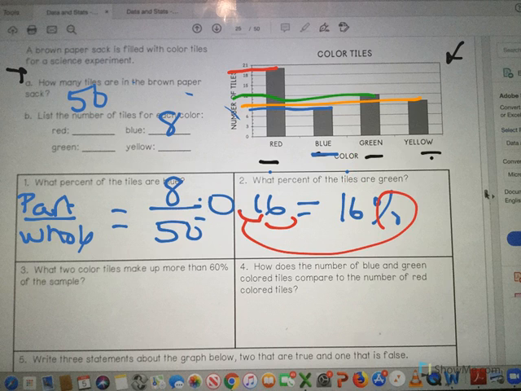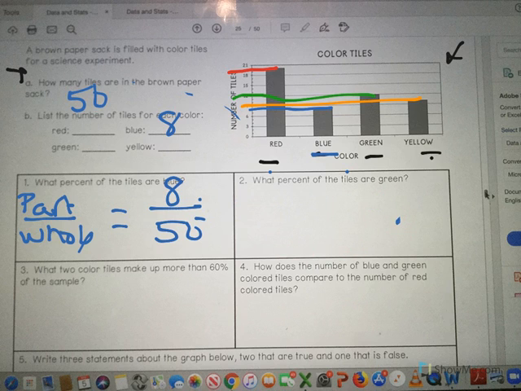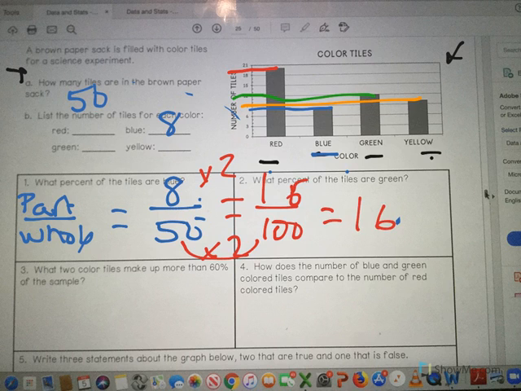If you want to do it the other way that we've learned, the other way is just as easy, right? Remember, we do this, 50 to get to 100, because percent is always over 100. We multiply by 2. 8 times 2 is 16. So that's 16 over 100, or 16%. Either way works, okay? Just a nice review on percent on that one.